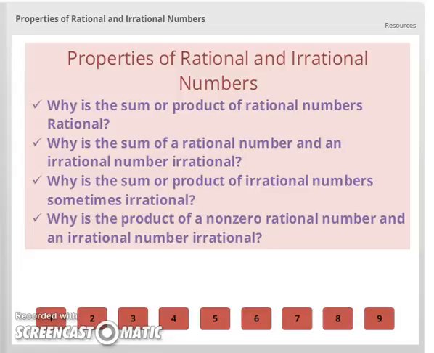Properties of rational and irrational numbers. Our learning targets are: why is the sum or product of rational numbers rational? Why is the sum of a rational number and an irrational number irrational? Why is the sum or product of irrational numbers sometimes irrational? And why is the product of a non-zero rational number and an irrational number irrational?